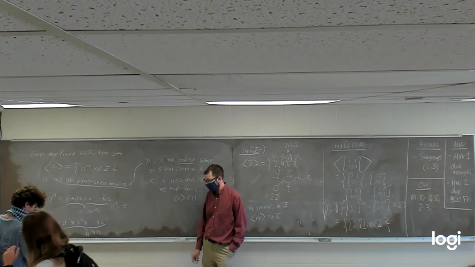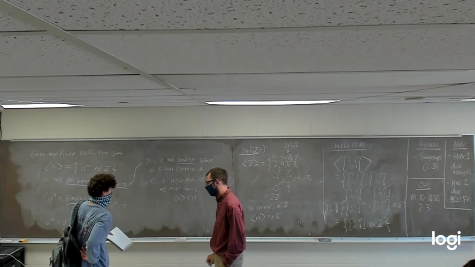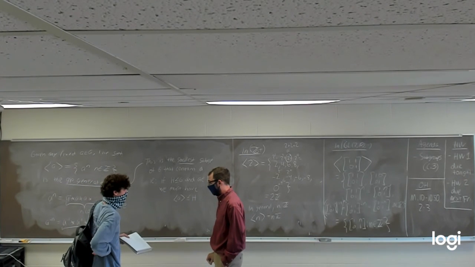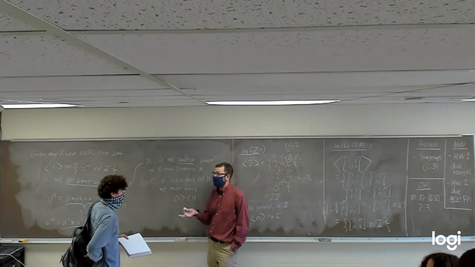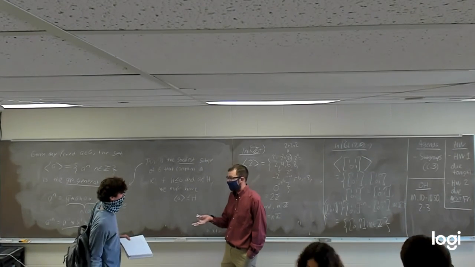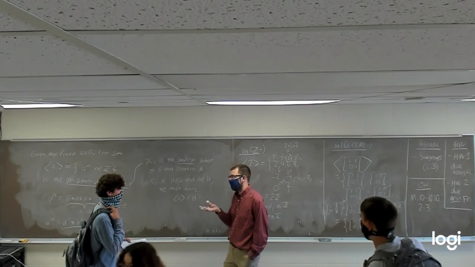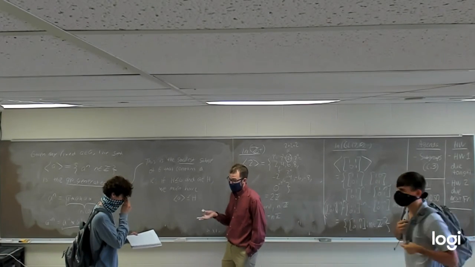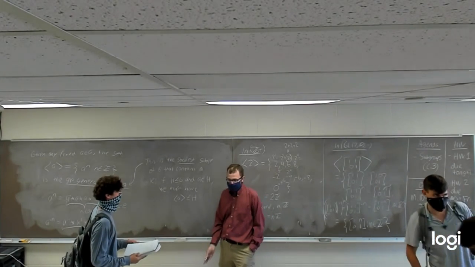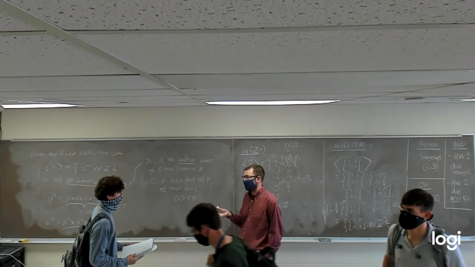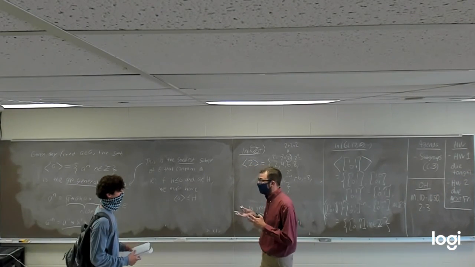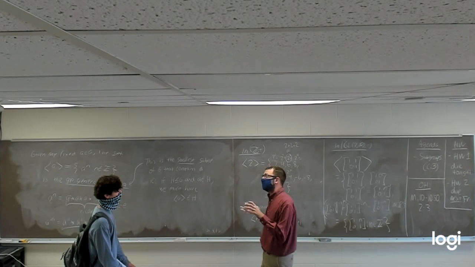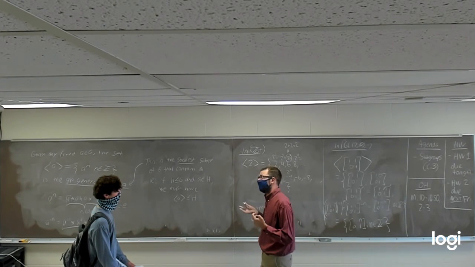Quick question. Why is GL2R not a group under addition? For one, it doesn't have an identity element. The identity element would have to be the zero matrix, which is not an invertible matrix, and GL2R is only invertible matrices. And also, it doesn't have closure either, since the sum of two invertible matrices is not necessarily invertible.